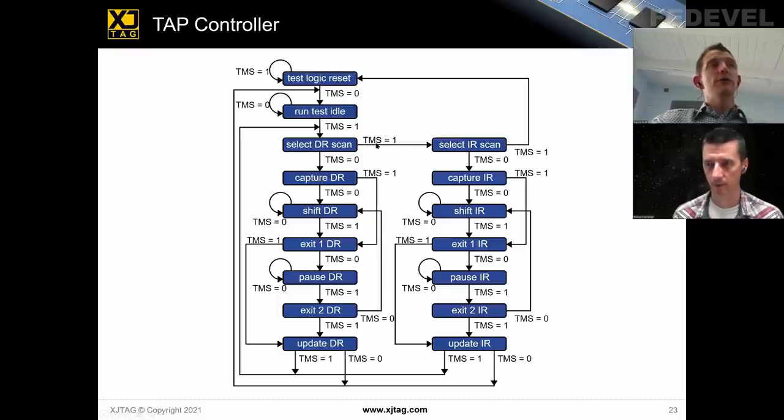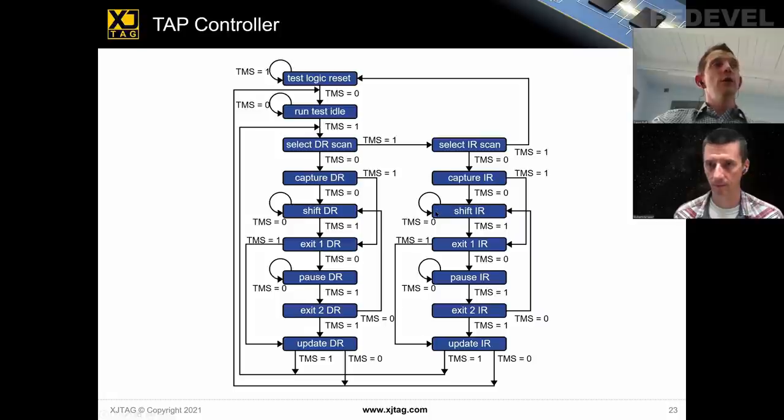So the state of the TMS pin on a JTAG device on the rising edge of TCK will move you through the state machine. When you get the state machine to a shift state, this is where the state of the TDI pin is sampled on the rising edge of TCK, and the state of the TDO pin is updated on the falling edge of TCK.